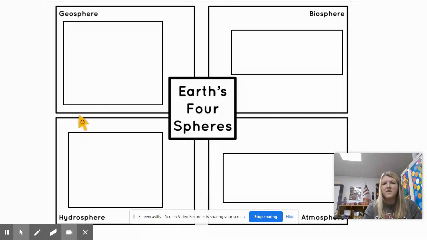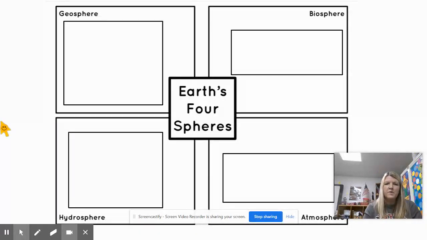Basically what you're going to do is go outside if you can and just observe everything that you notice. Then I want you to place the things that you notice into categories. Everything that you might have found outside that belongs to the land would be in the geosphere. The biosphere is all the living things that you found outside. The hydrosphere is any water outside. And the atmosphere would be the gases.